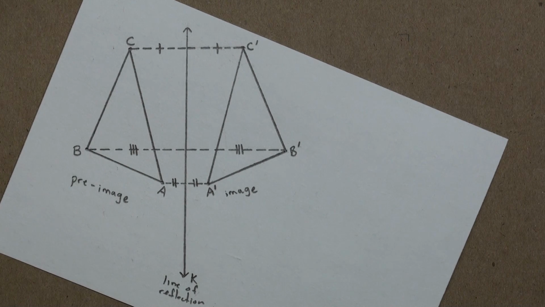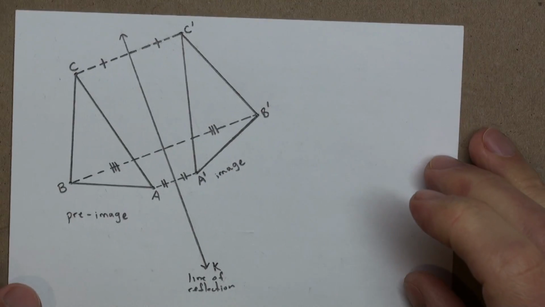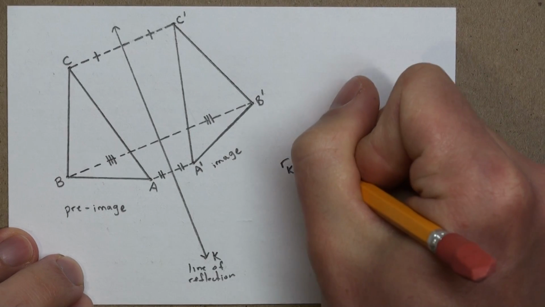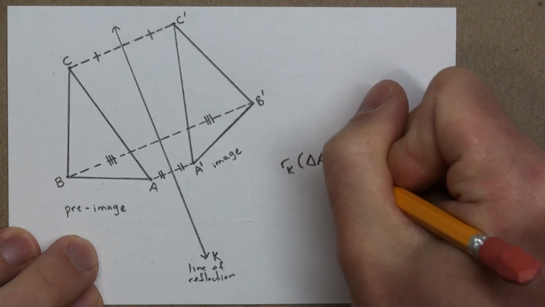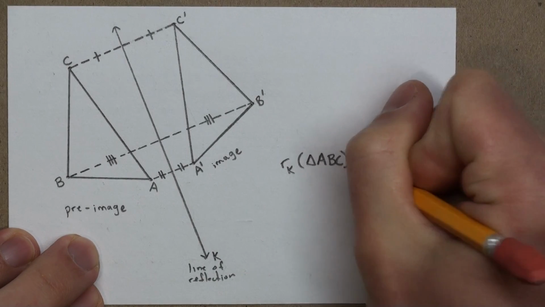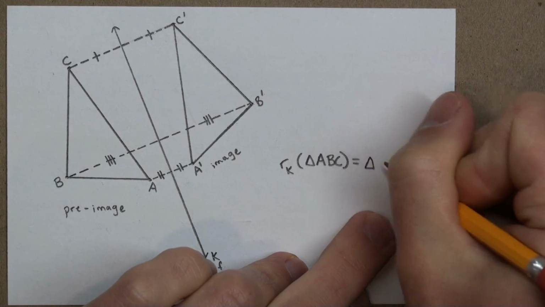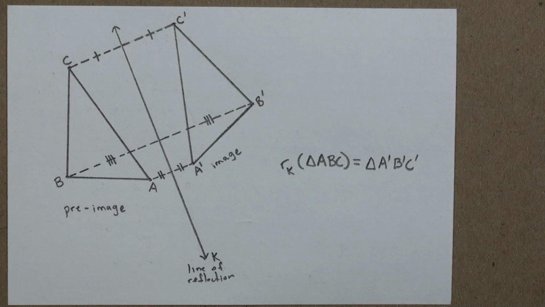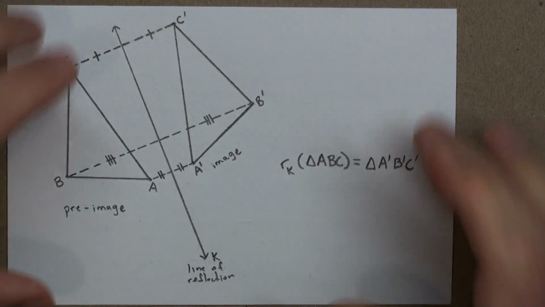Alright? And then we can write that statement that I was going to put on the front. So a reflection in line K of the pre-image triangle ABC equals triangle A prime, B prime, C prime. Okay? So that's good enough for the first card about line reflections. There's going to be a couple of them. So we're on 133 now.